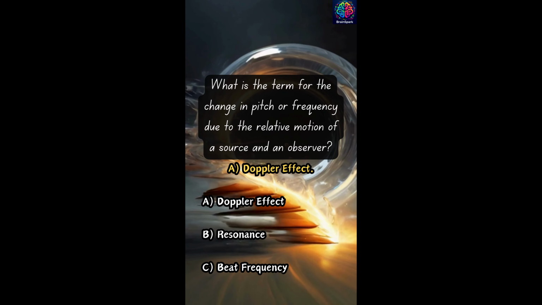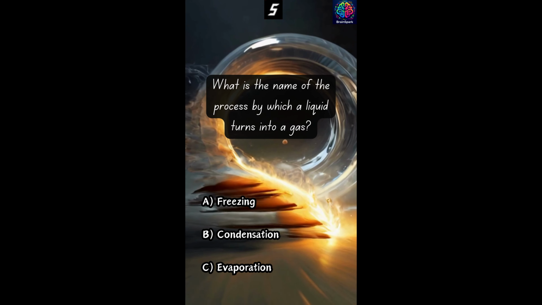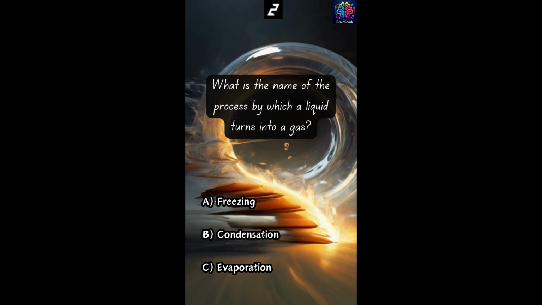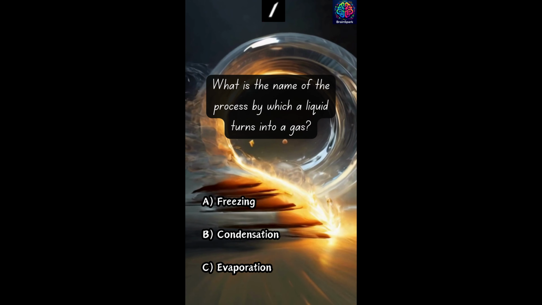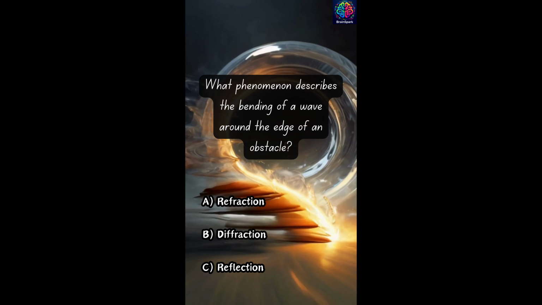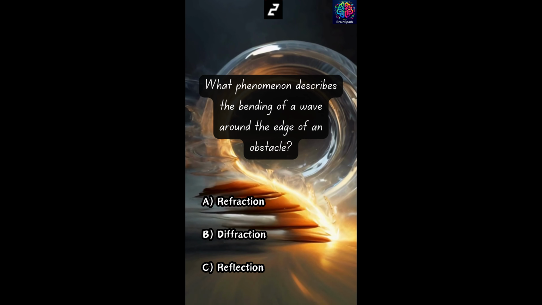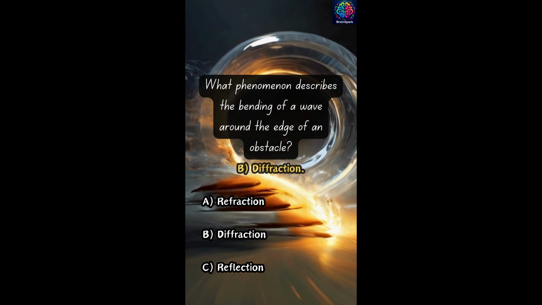A. Doppler effect. What is the name of the process by which a liquid turns into a gas? C. Evaporation. What phenomenon describes the bending of a wave around the edge of an obstacle? B. Diffraction.